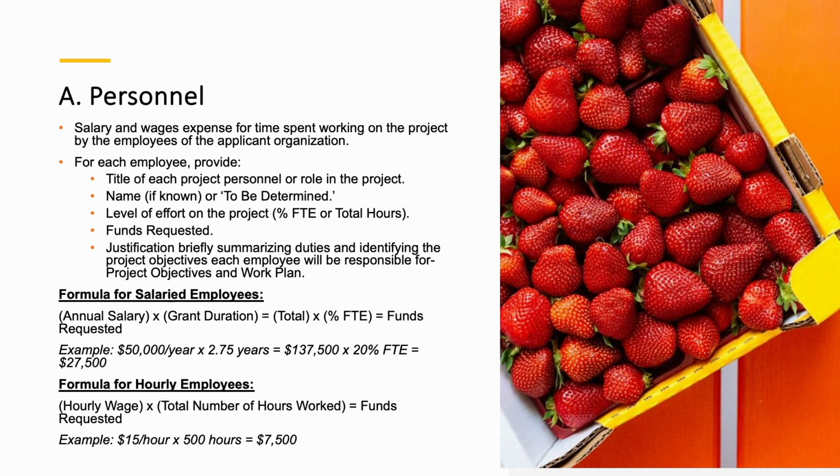If the project will have multiple employees with the same title, please differentiate them in some way, such as student worker A and student worker B, or by using their last names after the title. Next, enter the level of effort as percent full-time equivalent or number of hours to be worked over the entire grant duration. If percent full-time equivalent will change over the course of the project, please put the average full-time equivalent.